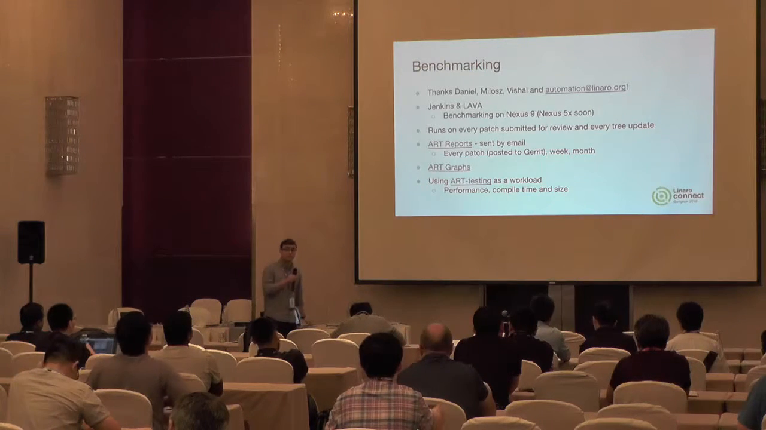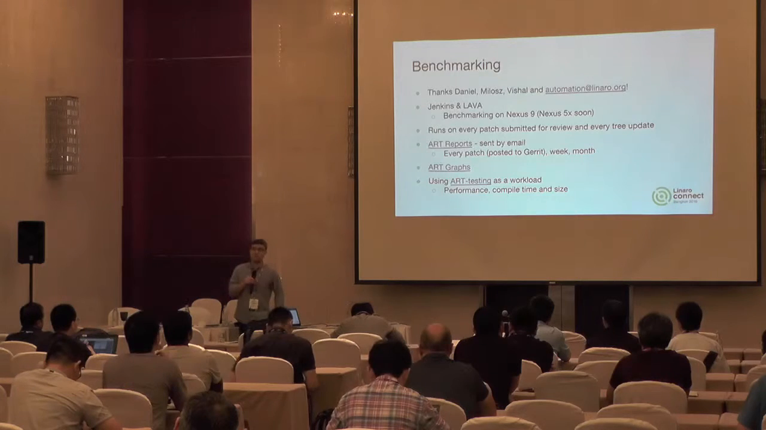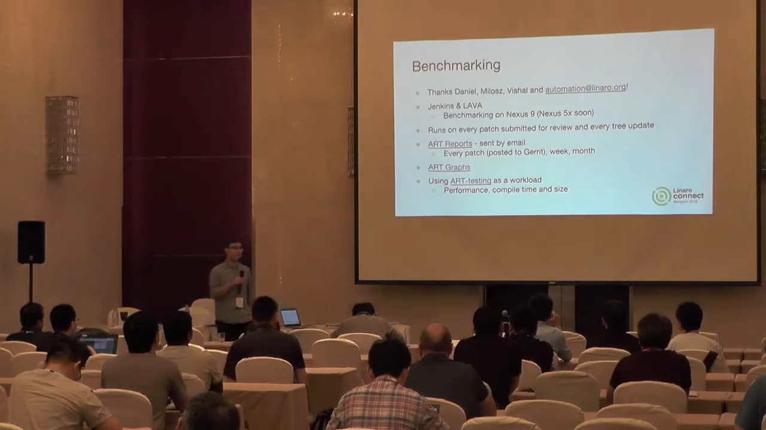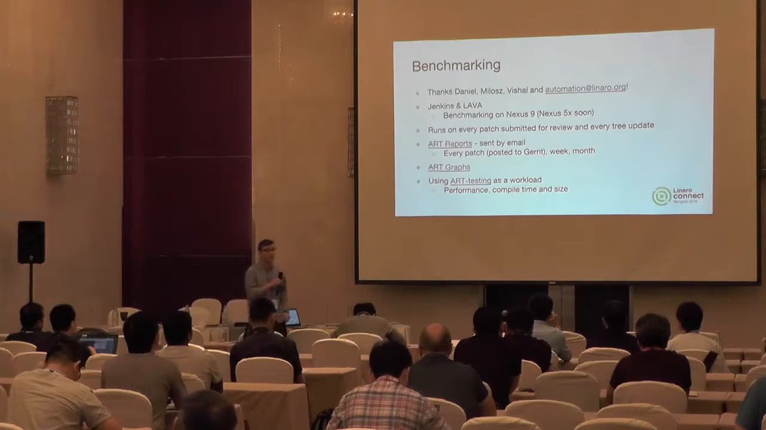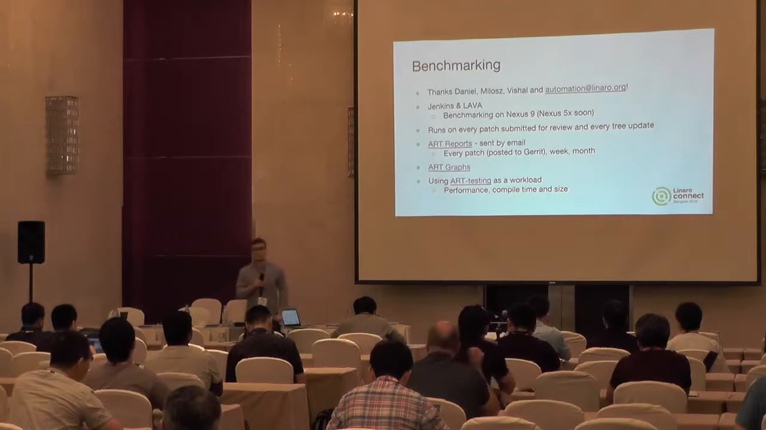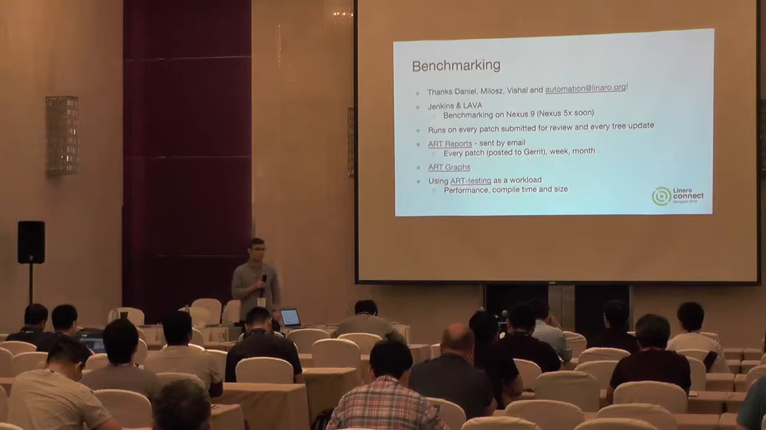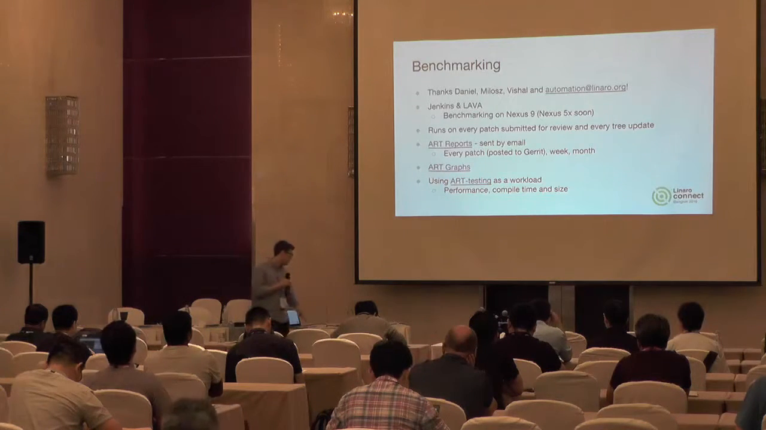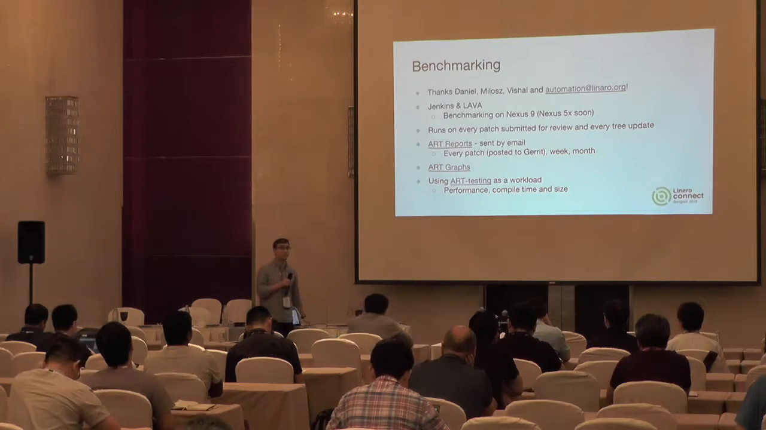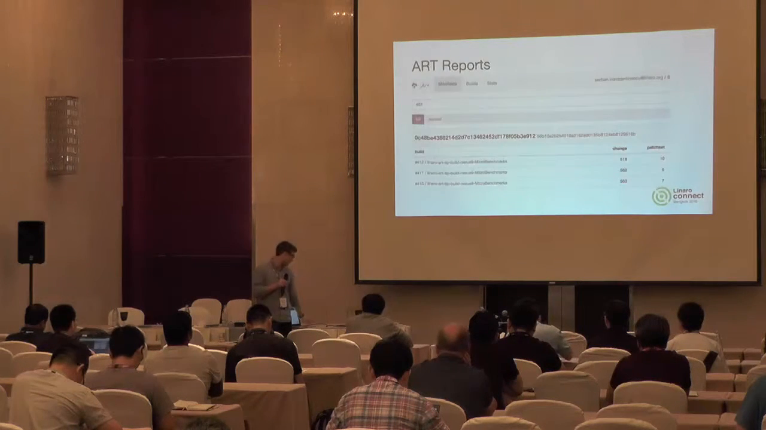So we collect performance numbers. That's basically how fast we are to finish. We collect compile time, how long it takes to compile, how long it takes to generate a particular oat file from the DEX input. And we collect size information. So how big is the binary that we generate?